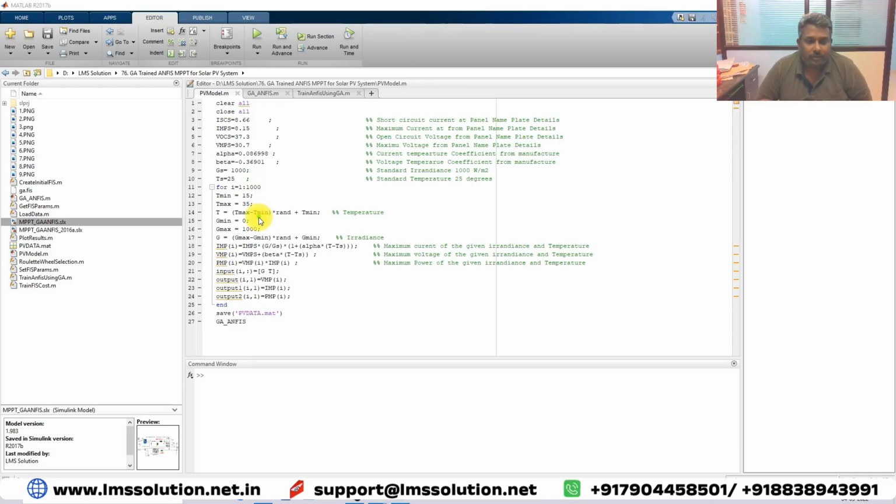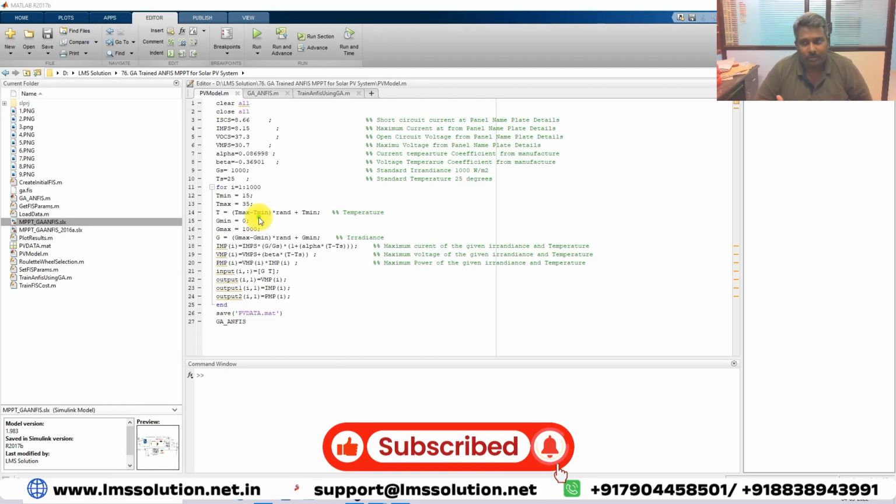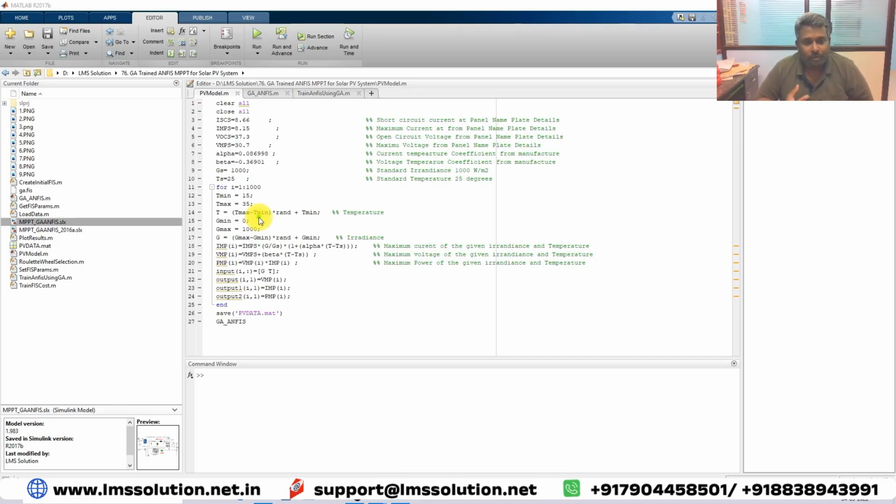Now we need to train the ANFIS, right? Normally, ANFIS is nothing but the adaptive Neuro-Fuzzy inference system. That means it consists of both the neural network and the fuzzy inference system operations. So we have to train that ANFIS network. We need input and output data. So here we are going to collect the input and output data for the training of the ANFIS system.